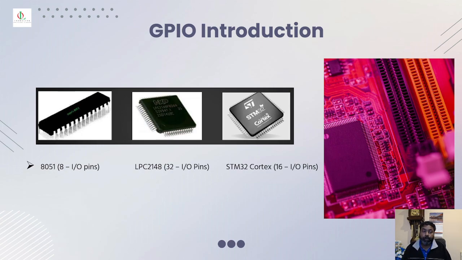Moving on with the GPIO, as I said earlier, the 8051 chip has 8 IO pins per port. On those 40 pin IC you got 32 pins, but this is the 8051, and the previous one I showed was a different one. The LPC2148 has 32 IO pins. It's from a company called NXP Semiconductors, and the one we are learning in this whole course, STM32 Cortex M4, has 16 IO pins, and you will get to learn about what they all are shortly.